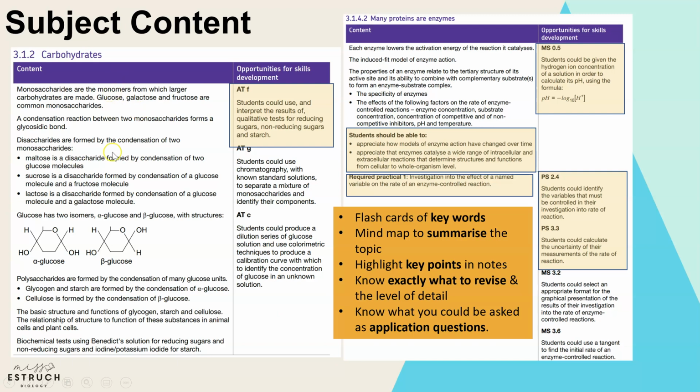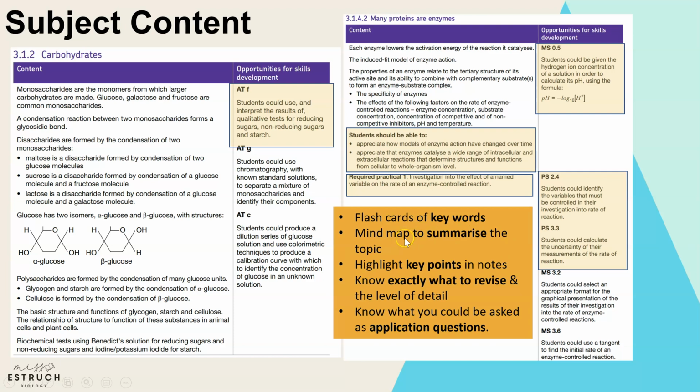First of all, with the actual theory where it says content, this tells you exactly what you need to know. So what I would suggest is one thing you could do is have a look at all the key words. We've got monosaccharide, condensation reaction, disaccharide, and so on. That could be used to make flashcards of the key words. So then you can be confident that you know all of the key terms and information for one topic.